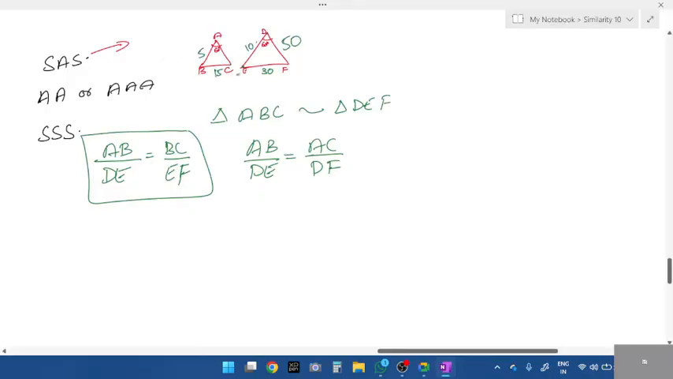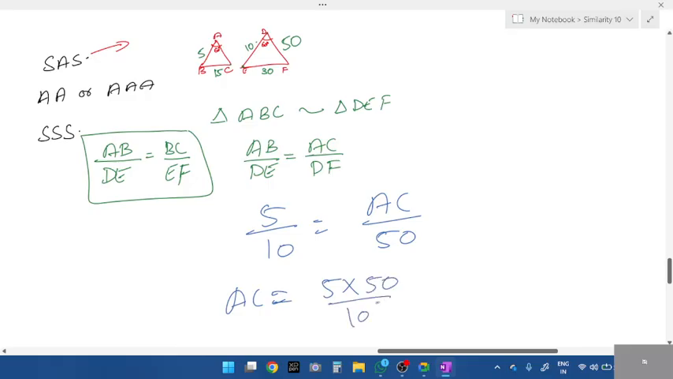All you have to do is prove they are similar and find the third side. AB is 5, DE is 10, equals AC over DF, which is 50. If you want to find AC, which one gets divided and multiplied? 5 into 50 divided by 10. What's the answer, students? 25. AC is 25 centimeters.